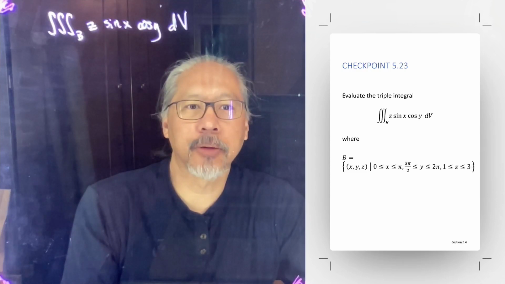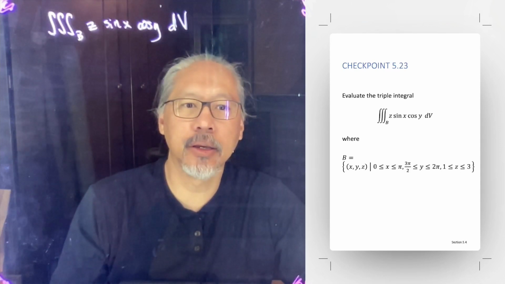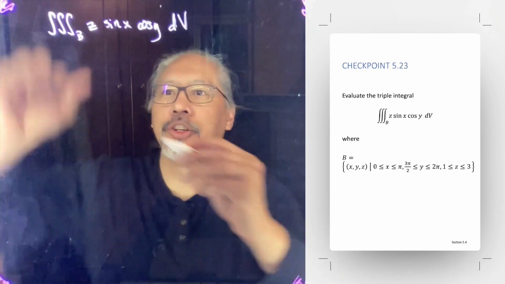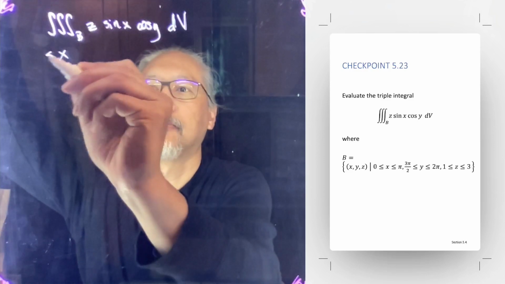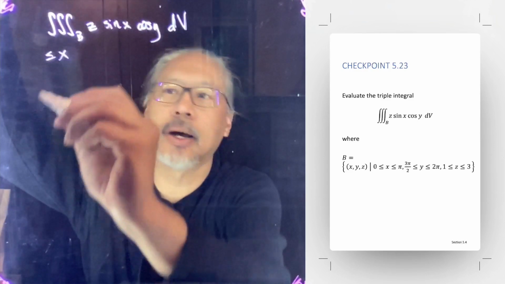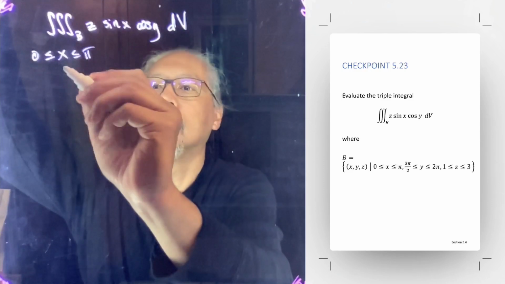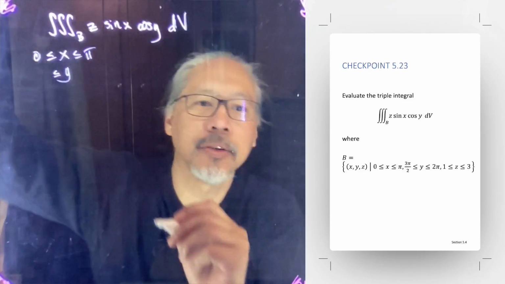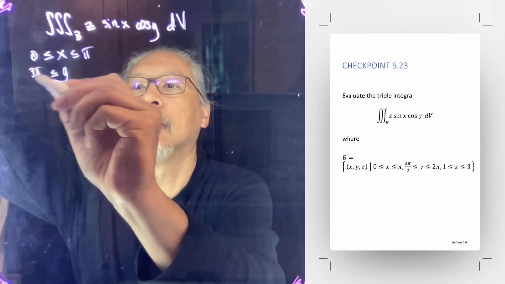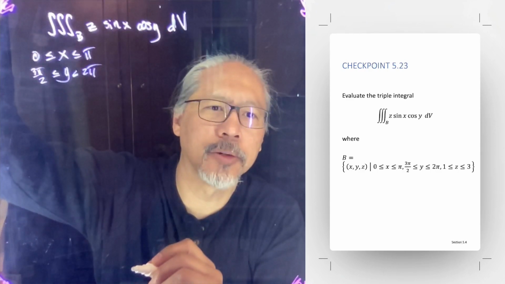In this video, we're doing checkpoint 5.23. They want us to evaluate this triple integral given our B region. And our B region looks like it has limits for x going from 0 to pi. It has limits for y going from 3 pi over 2 to 2 pi, and then our z limits go from 1 to 3.